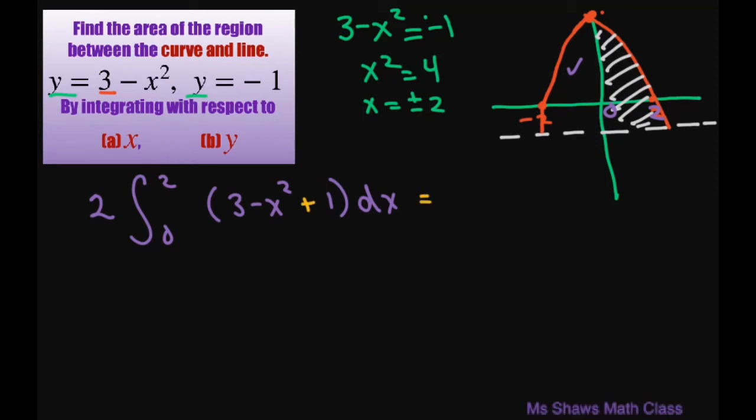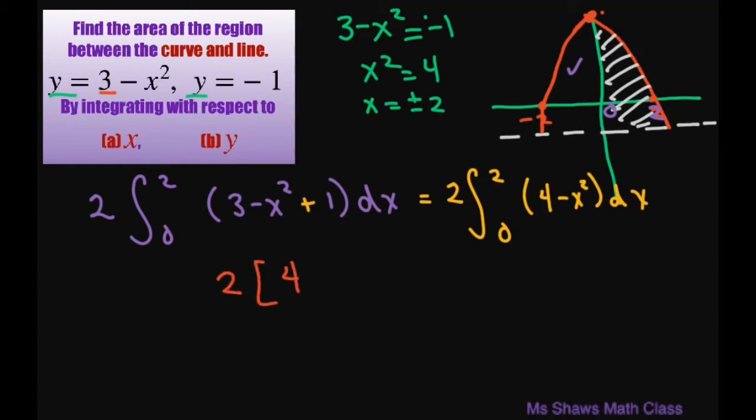So this is going to give you 2 times the integral from 0 to 2 of 4 minus x squared dx. All right, now let's go ahead and integrate this. This is going to give us 2 times 4x minus 1/3 x cubed, evaluating from 0 to 2. We don't really need to deal with that 0, it's going to zero out.